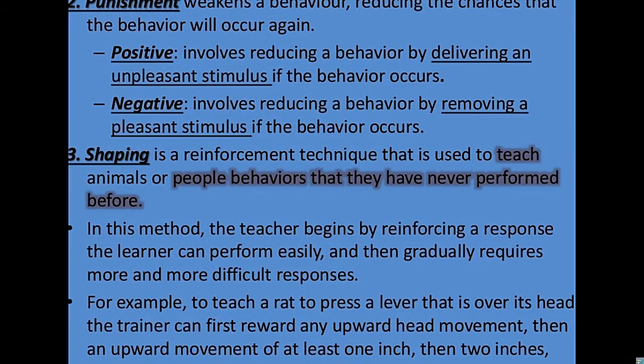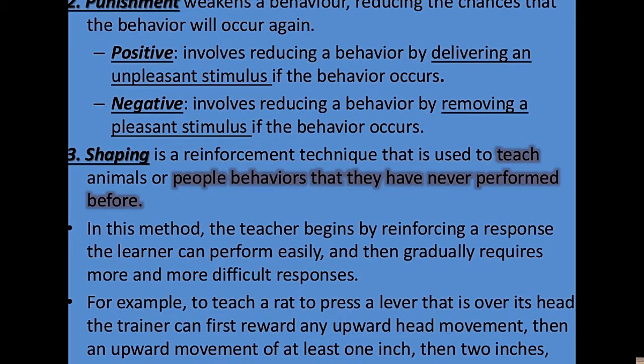Punishment weakens a behavior, reducing the chances that the behavior will occur again. Positive punishment involves reducing the behavior by delivering an unpleasant stimulus if the behavior occurs. Negative punishment involves reducing a behavior by removing a pleasant stimulus if the behavior occurs.